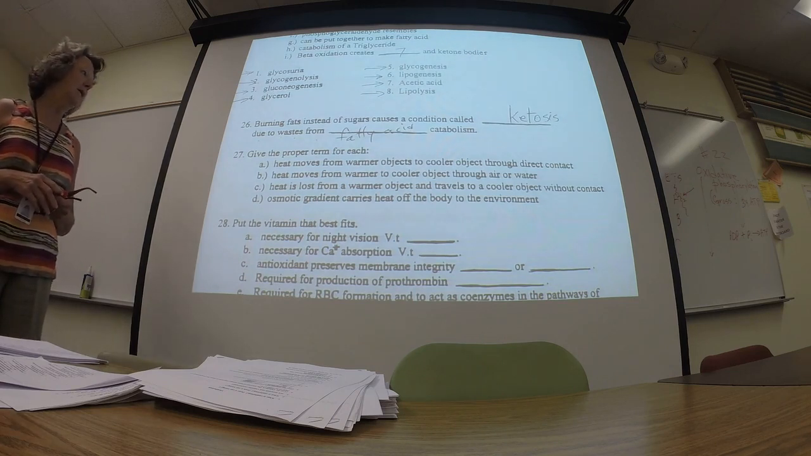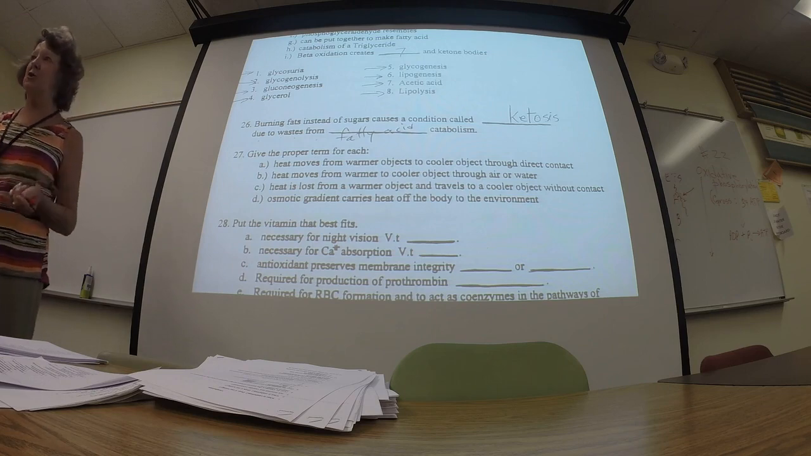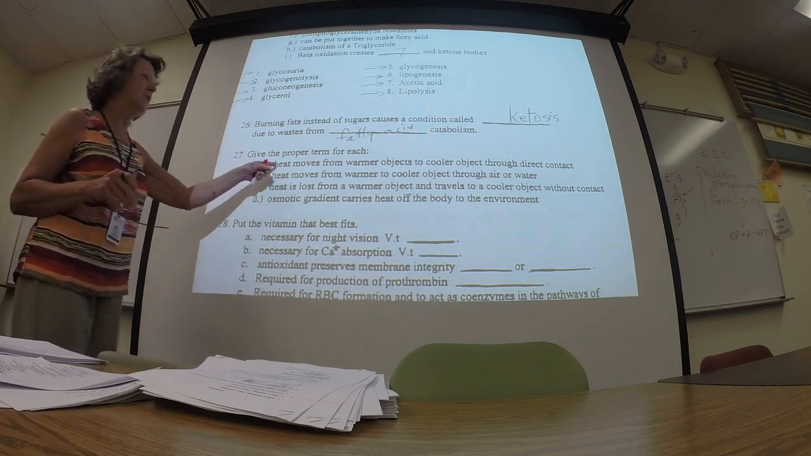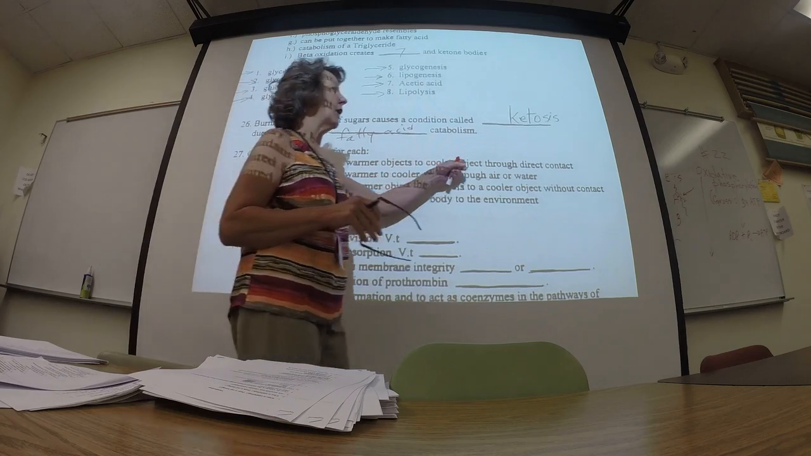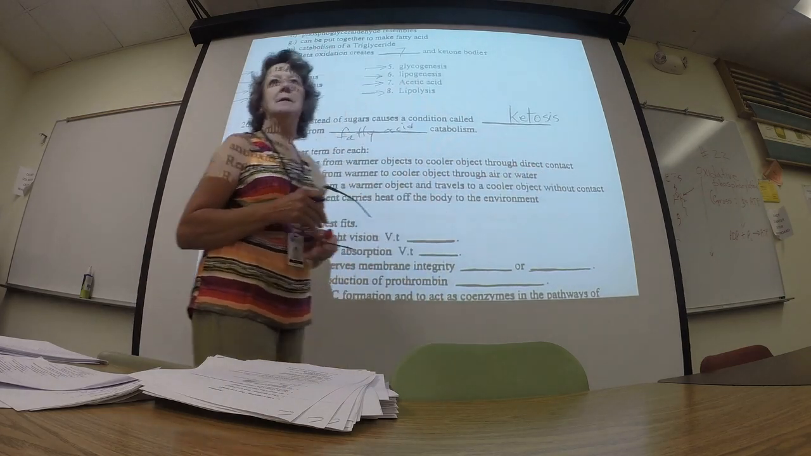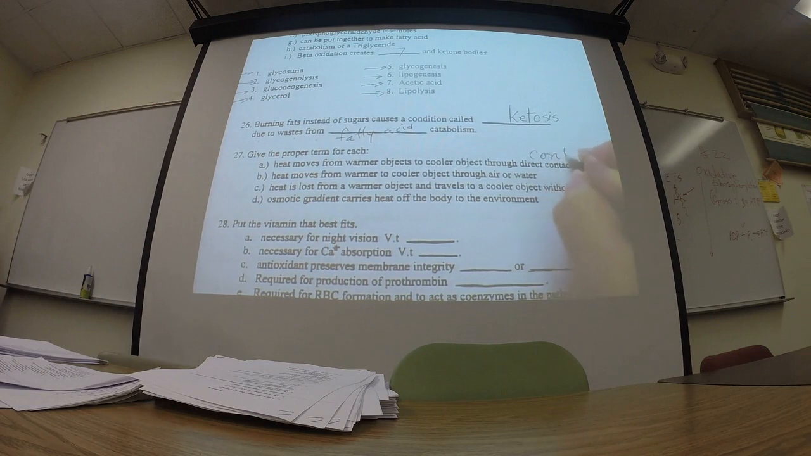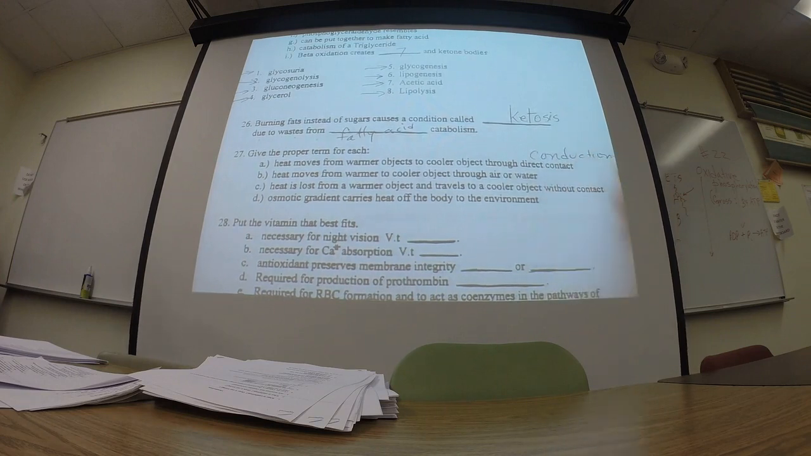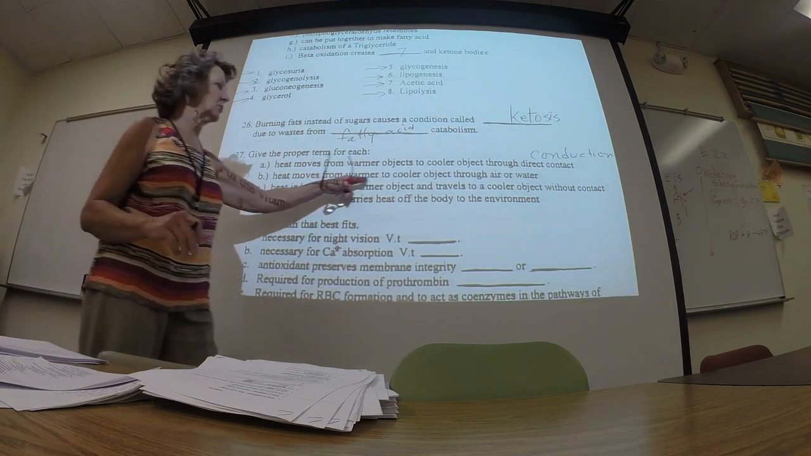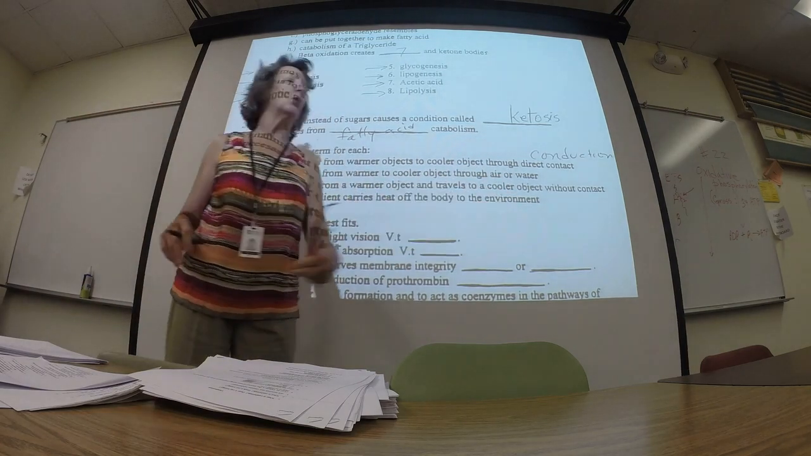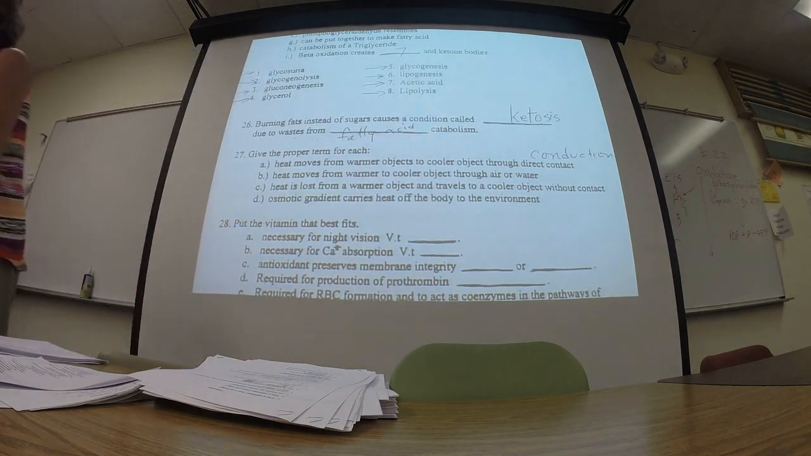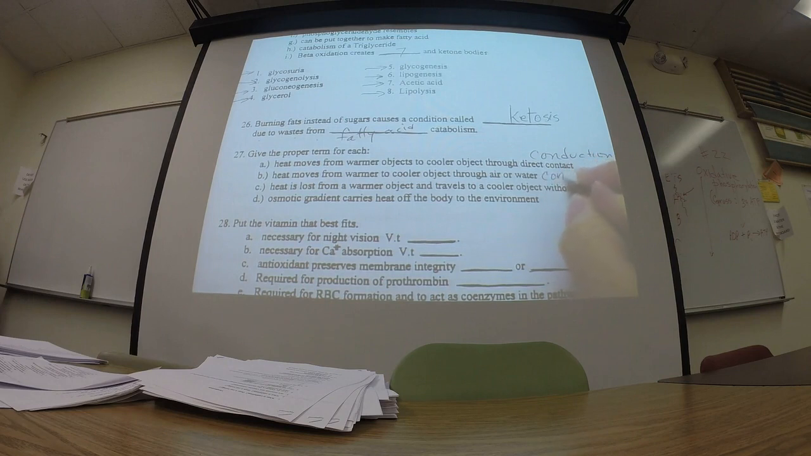All right, give the proper term for each. So we're talking about temperature control mechanisms. Heat is moving from a warmer to a cooler object, and they are touching. Conduction. Heat is moving from warmer to cooler object through air or water. Convection, like an oven. Convection oven.